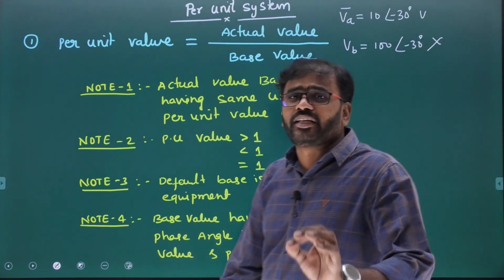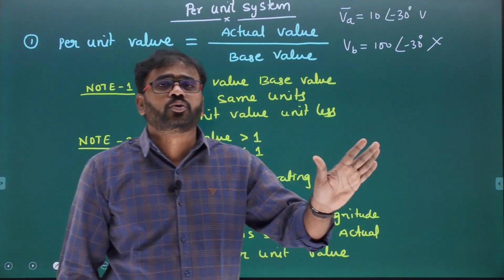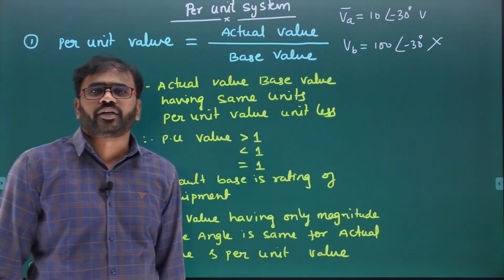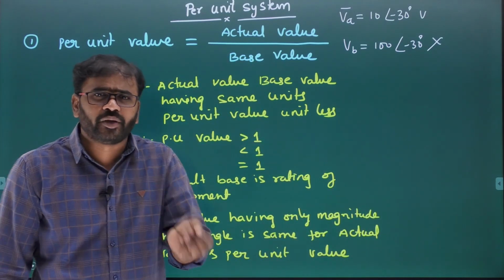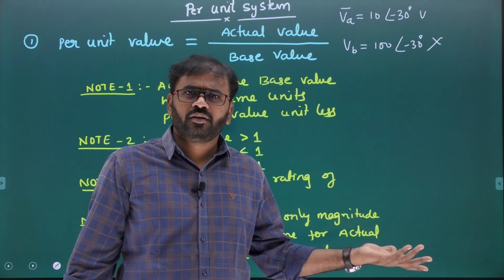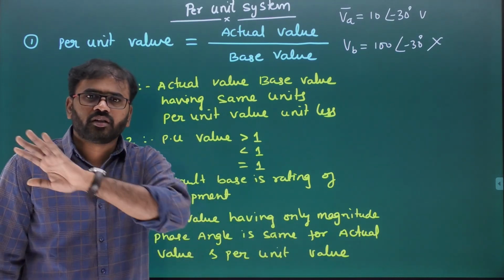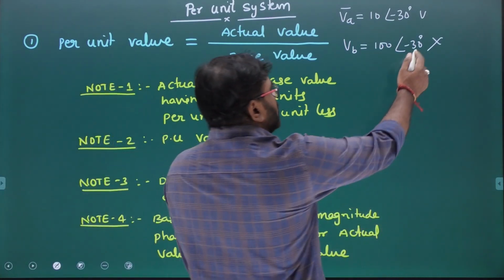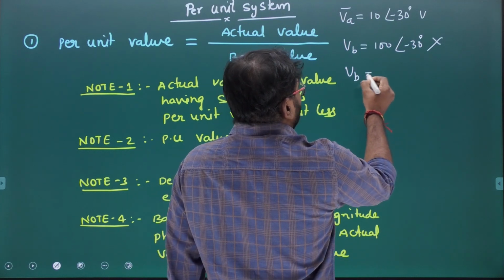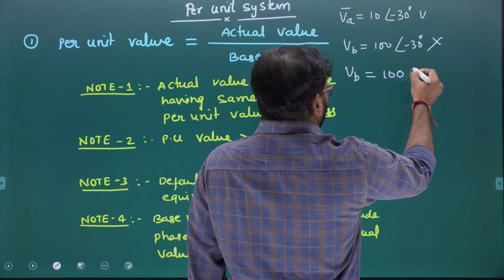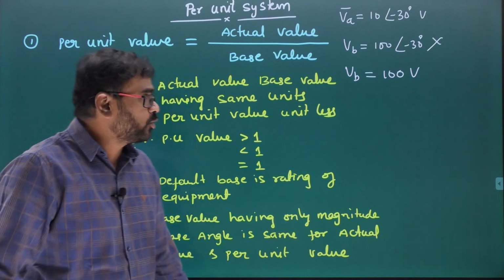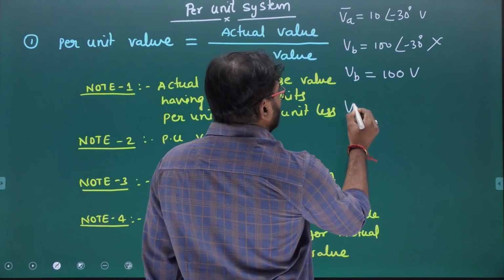The base quantity always has magnitude, no phase angle for base quantities. Careful about this. Voltage base, 100 at an angle of something, that is wrong. Okay, so this is not correct. Now I can select the base voltage something like this, 100 volts. Yes, that is correct.